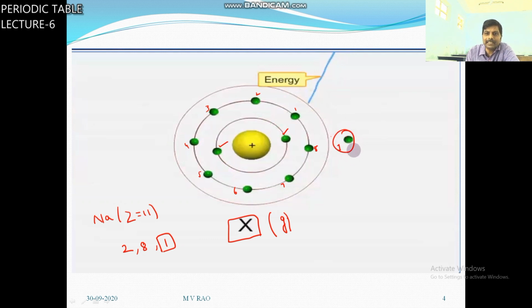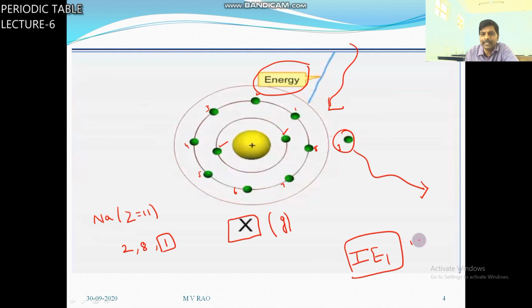To remove this one electron present in the M shell, some energy is required. This energy is called IE1, first ionization enthalpy. You can write like this: Na in gaseous state needs IE1, and after the removal it becomes Na plus (g) plus electron. So it is about ionization enthalpy, ionization energy.